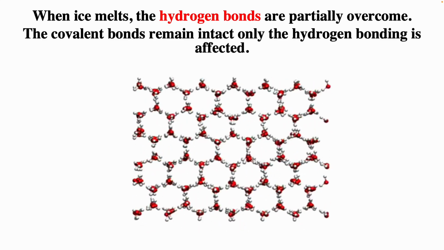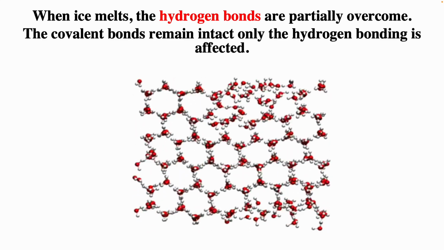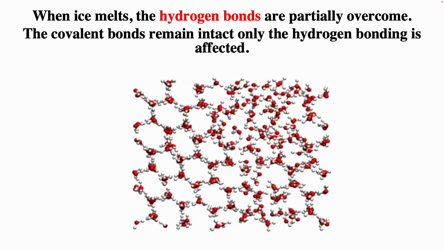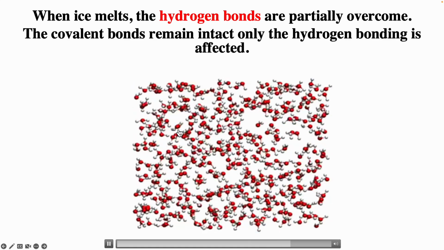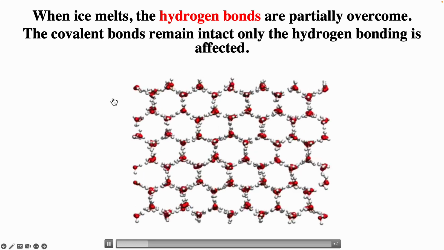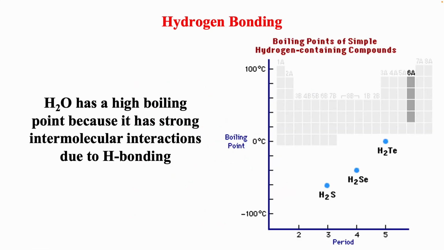In both the solid and liquid, you have intermolecular forces, but in the solid, they dominate. You only have vibrations about the positions for the motion, but for the liquid, you actually get motion relative to each other. So when you're going from a solid to a liquid, you're only partially overcoming intermolecular forces. There's still enough intermolecular forces to keep the liquid together. And so water has a high boiling point because it has strong intermolecular forces due to hydrogen bonding.